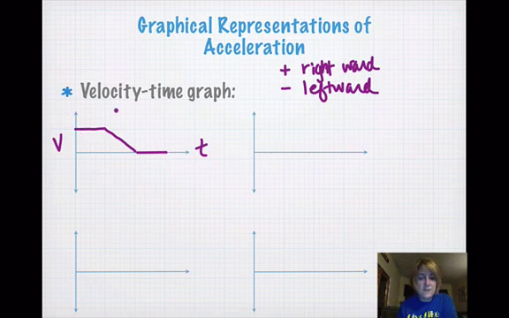So what's happening in this graph? We have a positive velocity. There is no slope here. Well, what does that mean? That means the velocity is not changing, it's constant. If the velocity is not changing, then the acceleration is, you guessed it, 0.